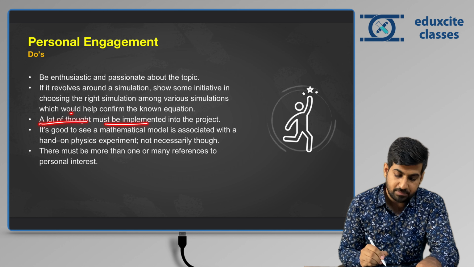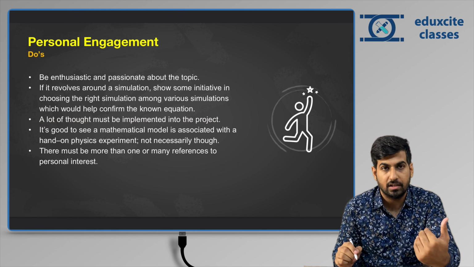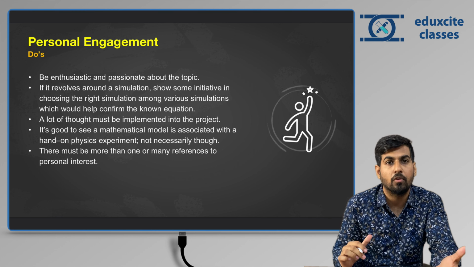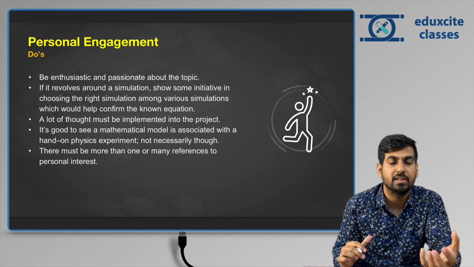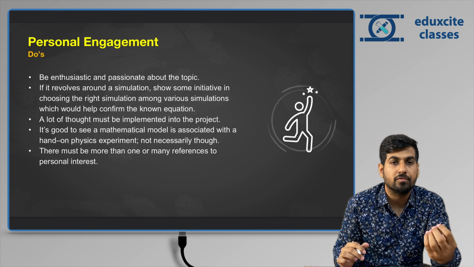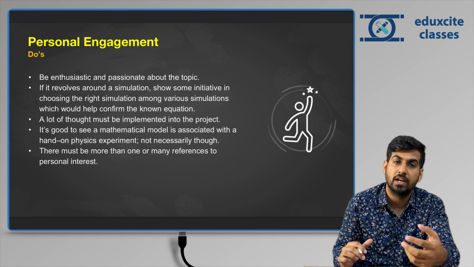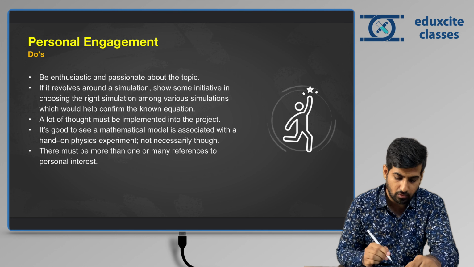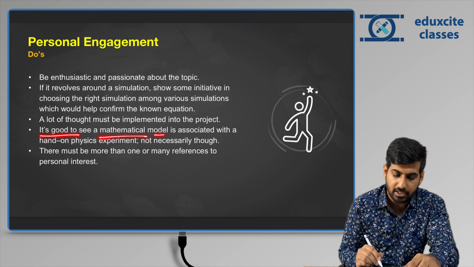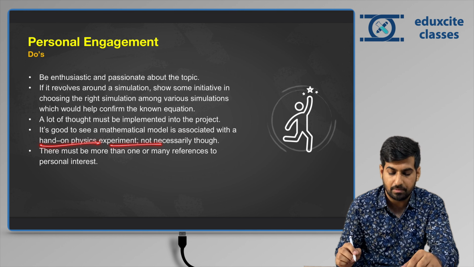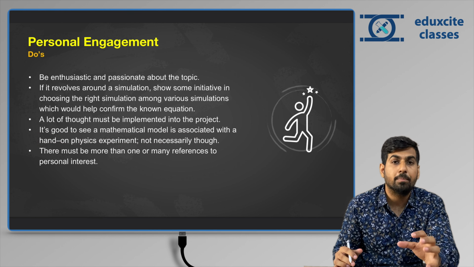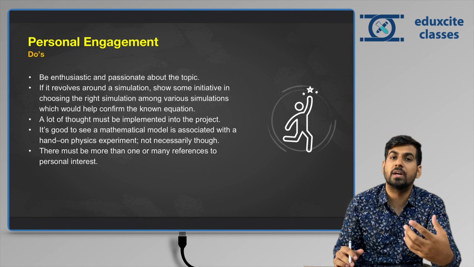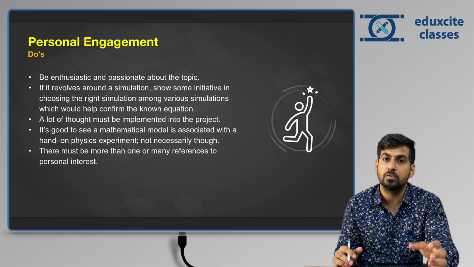A lot of thought must be implemented into the project, initial thought and throughout when you are performing your experiment, what in-depth thinking you are giving. If you face any problem, mention that, resolve that, with the help or guidance of a teacher, mention it clearly. Don't worry about it. It's good to see a mathematical model associated with a hands-on experiment, not necessarily though. It depends on what type of investigation, what type of research question you are working on. If you have a mathematical model to support that, you can use that also.